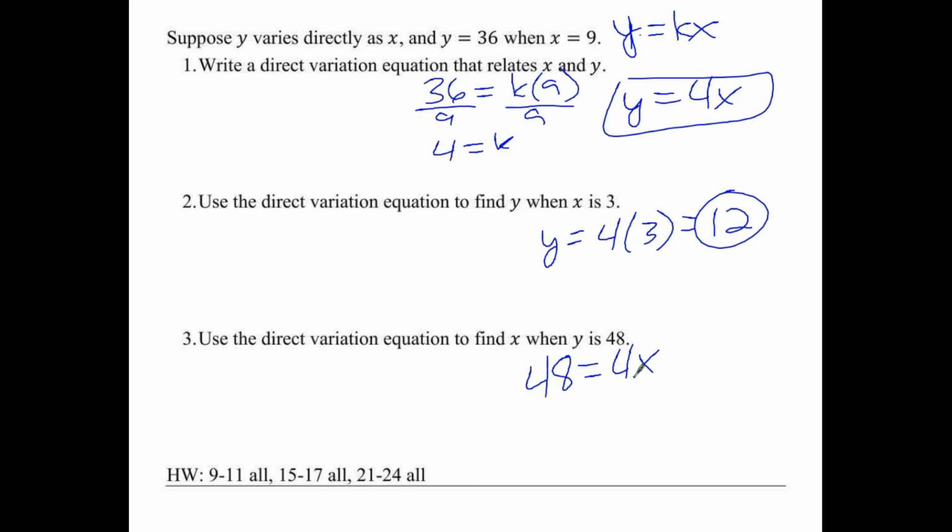Four x. Okay, and then? Yep. 12 equals x. Done. Okay? So those hopefully aren't so bad. There's a few problems like that on the homework.